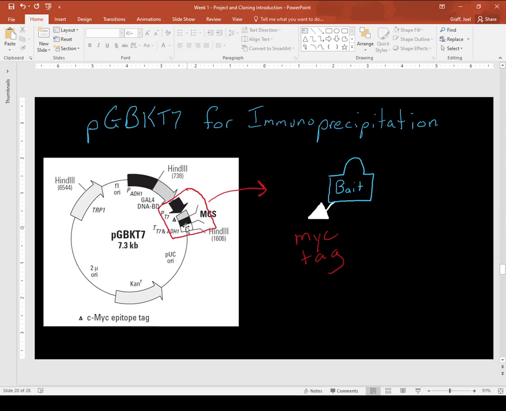This is great because that means we don't have to get a different antibody for every single different protein we want to study. We can use the MYC antibody or the MYC tag. And so if you express your protein of interest, which in this case is the bait, using the T7 promoter in an in vitro transcription and translation reaction, you will get a bunch of this protein being made. Again, we've got the bait protein, some linker sequence, and then we've got the MYC tag here.